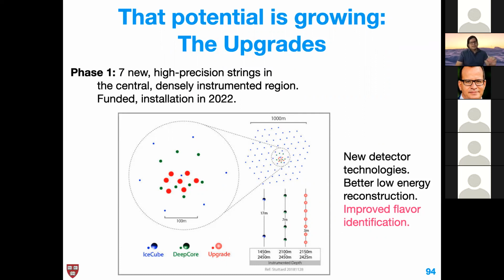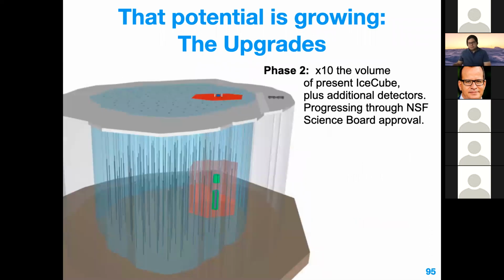The new arrays are called the IceCube Upgrade, here in red. Those are even more tightly packed, and not only in the horizontal direction, but we will also pack them more in the vertical direction, as you can see in the inset. And that will allow us improved flavor identification. So we are going to be able to resolve those double bangs better if they happen close to a region. This is already funded, and we hope to install it somewhere in 2023.